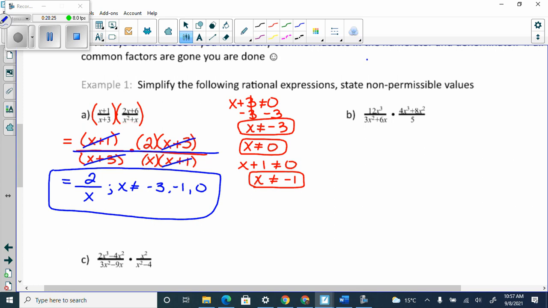Is this very different from yesterday? No, I just have 2 simplification rationals in 1 question, right? And they can join after I simplify them. All right? You try B.